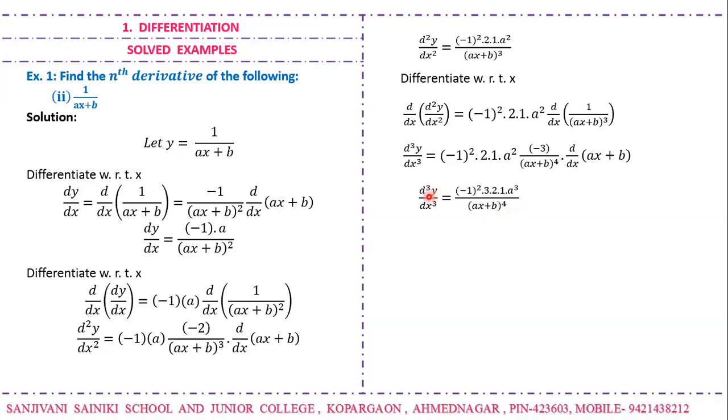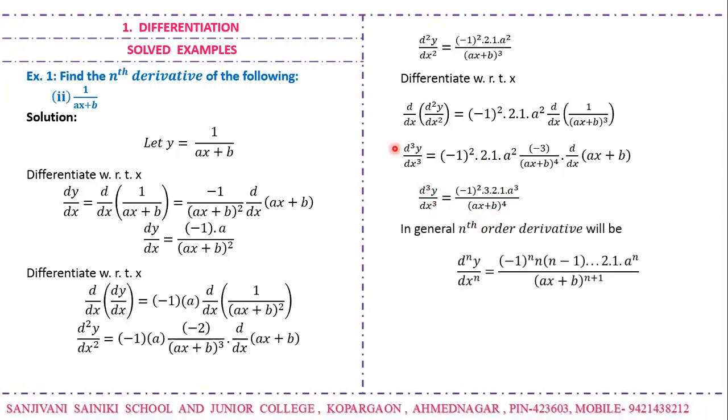So if we look at this cube, then what is there? As here is the cube, so 3 into 2 into 1 is there. Again minus 1 square, so 3 minus 1 is there. Then a cube is there, a raised to n, and here 3 plus 1, that means 4 is there. So we can generalize this formula.